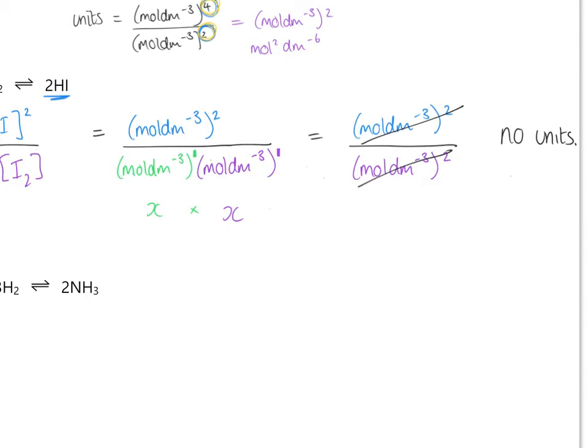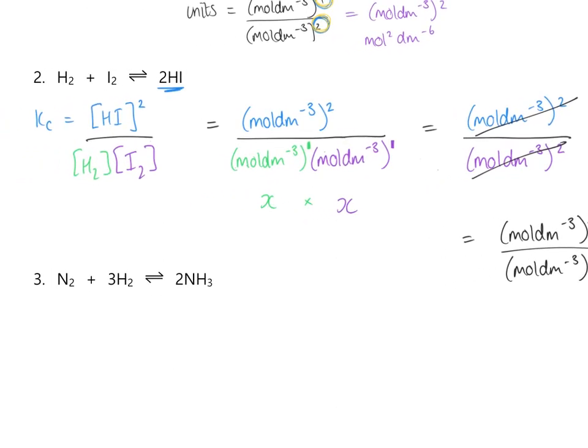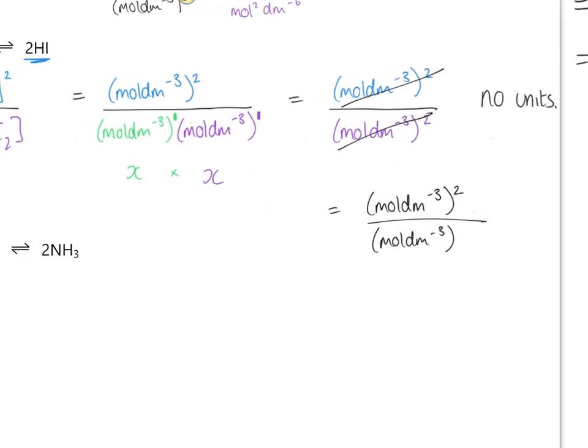Again, if we were doing it the slightly simpler way, we would be saying, okay, my units are going to equal moles per decimeter cubed to the power of my products, or the balancing number of my products, which is 2, divided by moles per decimeter cubed to the power of the total of my balancing numbers of my reactants. If I go back to my equation here, I can see that the balancing number of hydrogen is 1, the balancing number of iodine is 1, so the total of that, 1 plus 1, is going to equal 2. So it's possibly a slightly easier way to do it.